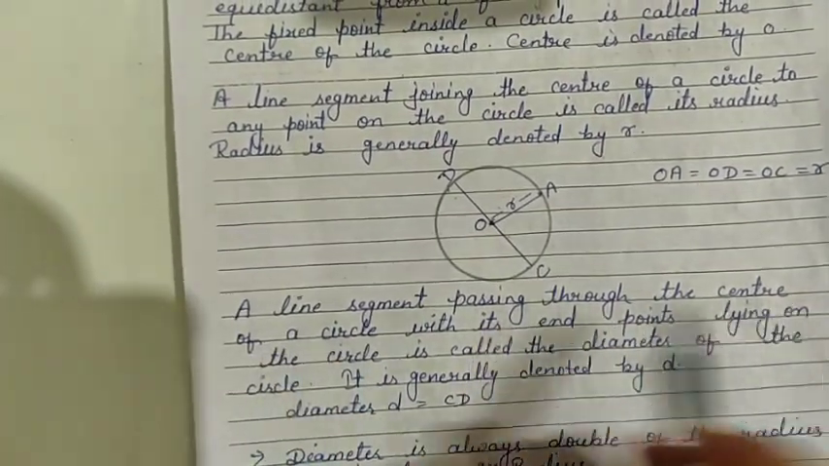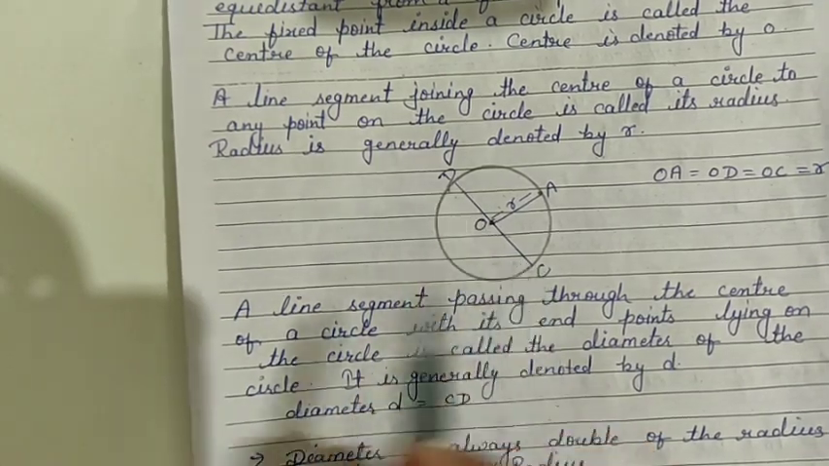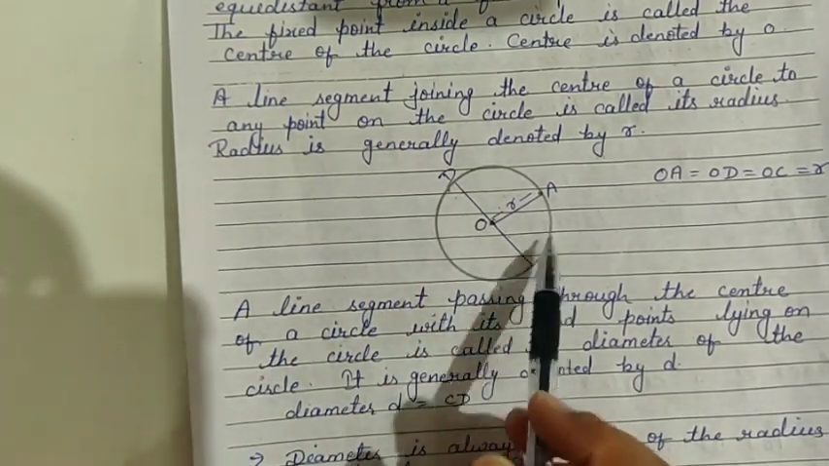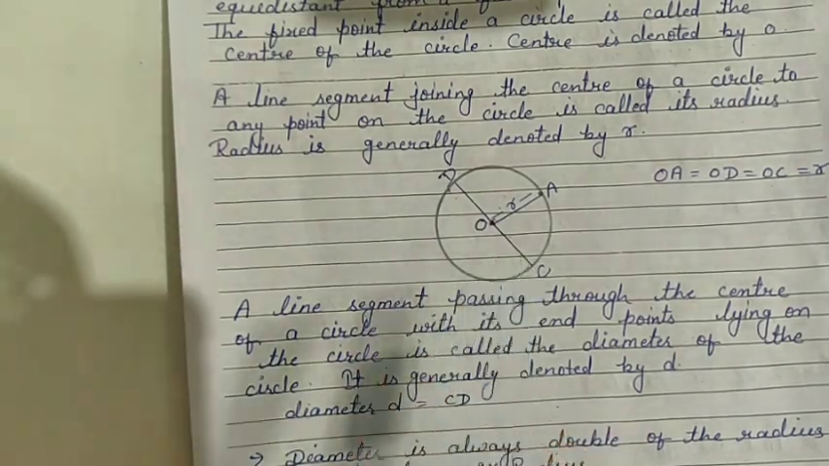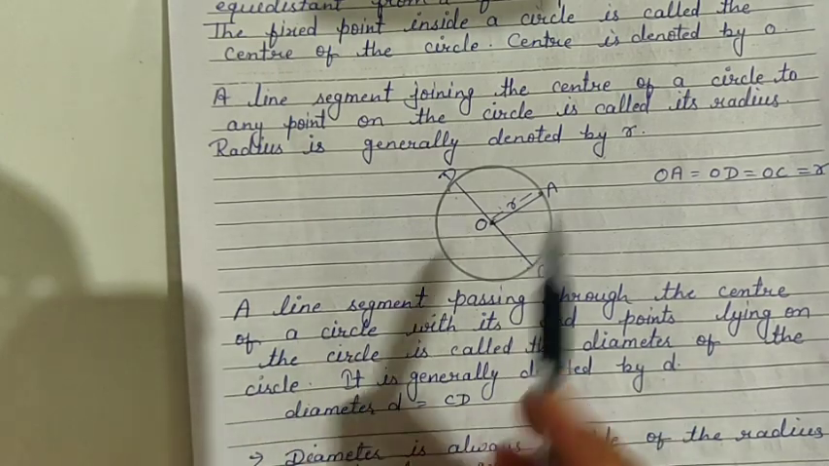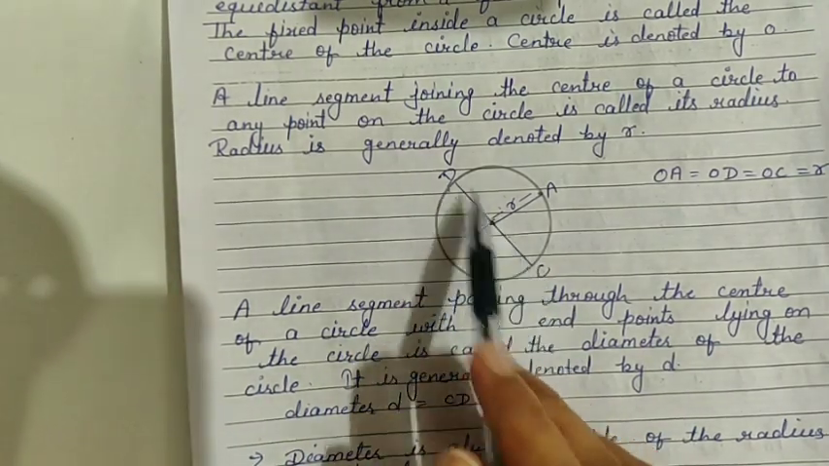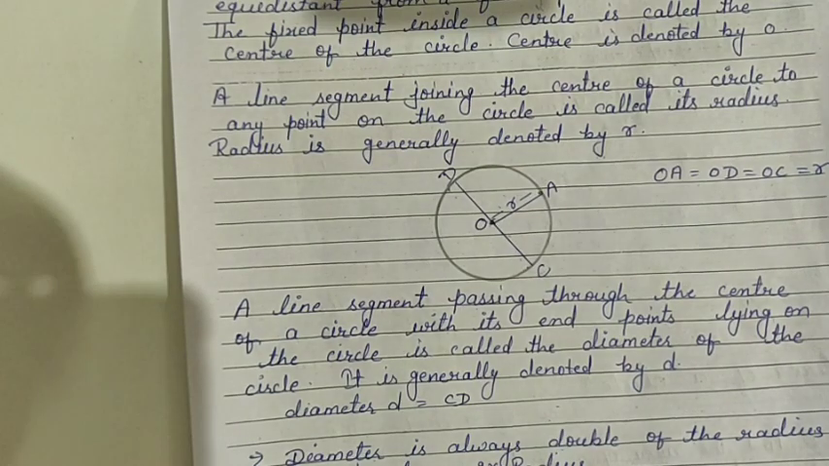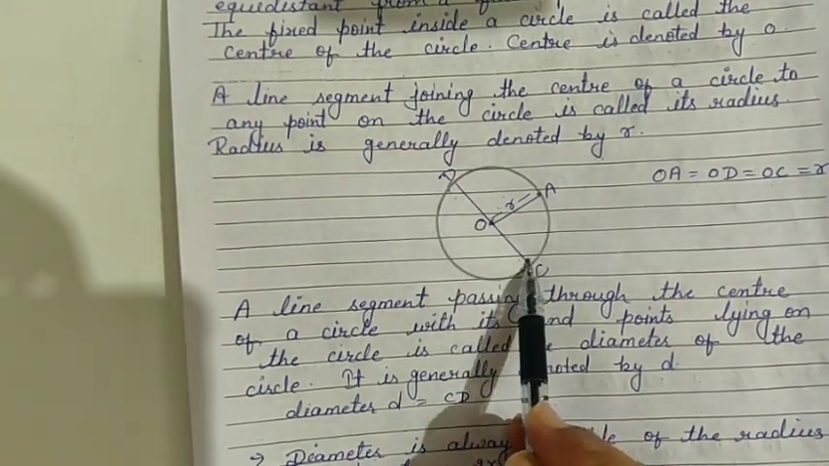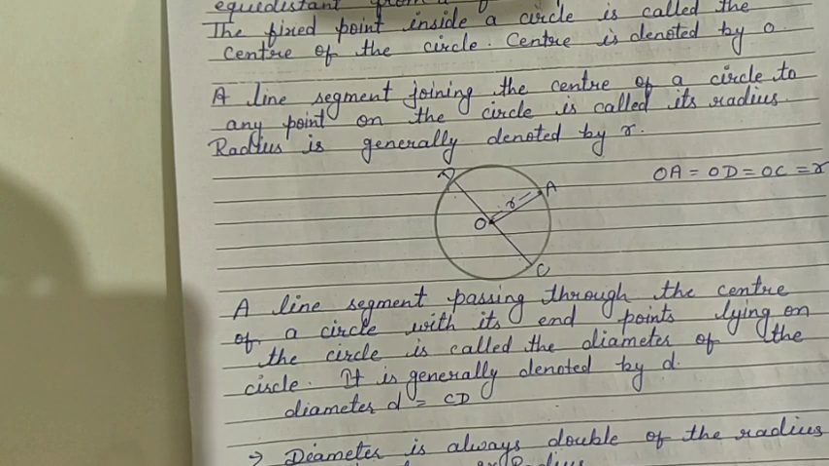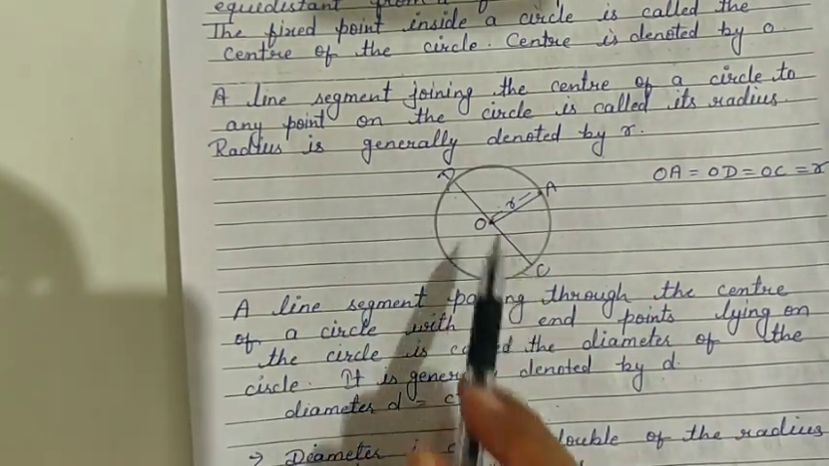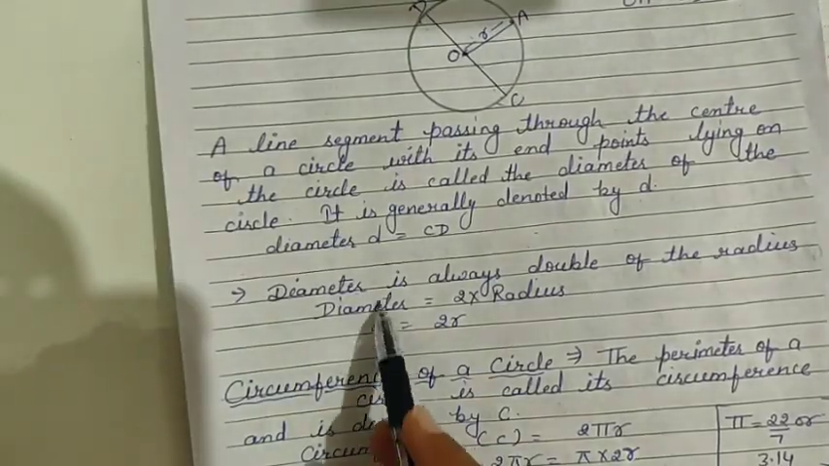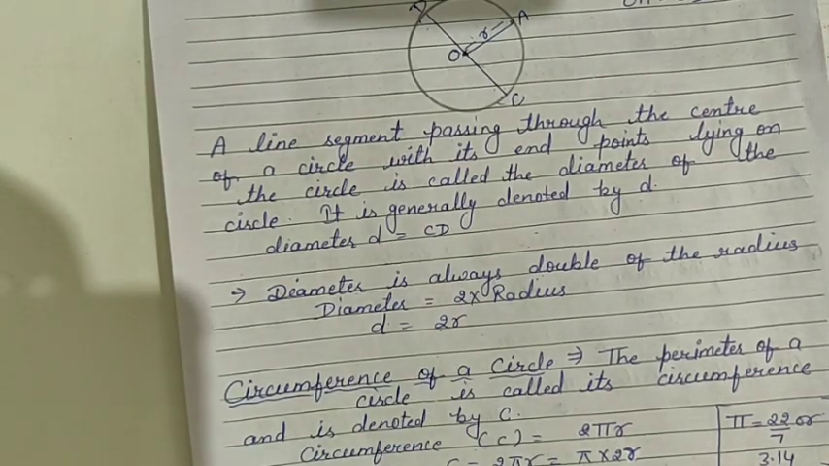A line segment passing through the center of a circle with its endpoints lying on the circle is called the diameter of the circle. Generally, diameter is denoted by D. In this figure diameter is CD, and OC is a radius and OD is also a radius. So students, CD is the diameter. Diameter is always double of the radius. So diameter is equal to 2 into radius, so D is equal to 2r.